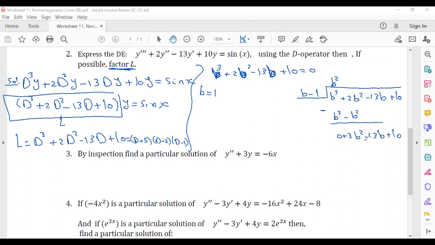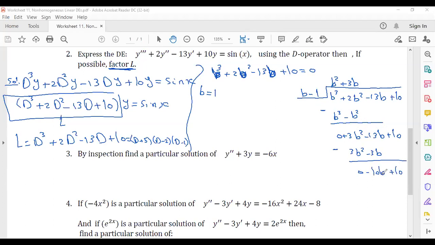Now, 3b squared divided by b, it is only 3b. Now multiply 3b times b, it is 3b squared. 3b times negative 1, it is negative 3b. Subtract. Now 3b squared minus 3b squared, 0. Negative 13b minus negative 3b, minus minus, it's a plus. So you have negative 10b plus 10.